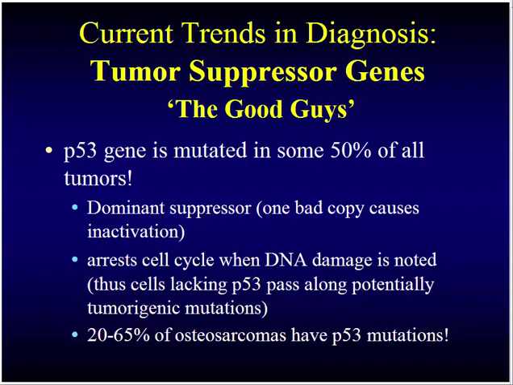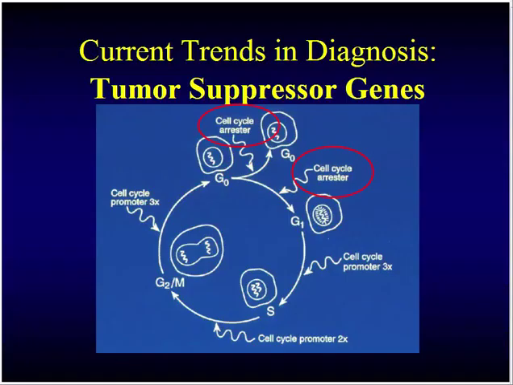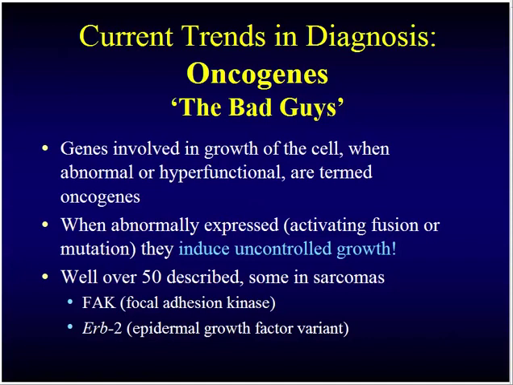Essentially the same thing for P53. It is mutated in about 50% of all tumors. It's a dominant suppressor, so you only have to have one bad copy as opposed to retinoblastoma. All right? This arrests the cell cycle when the DNA is damaged. So if you don't have P53, that damaged DNA gets passed on, and you get these mutations. Hence, about 20 to 65% of osteosarcomas have P53 mutations. This is just a cartoon, showing that the cell cycle arresters can work in different areas of the cell cycle to help stop proliferation of bad cells.